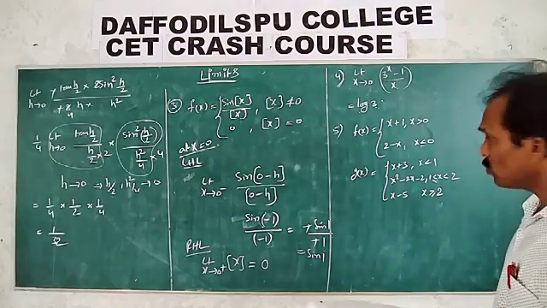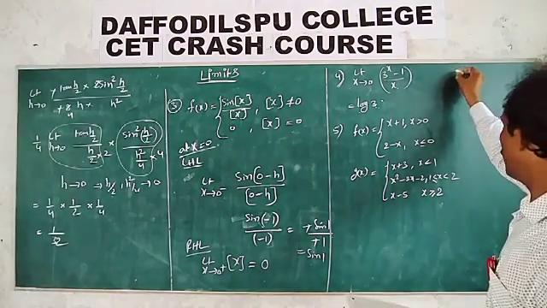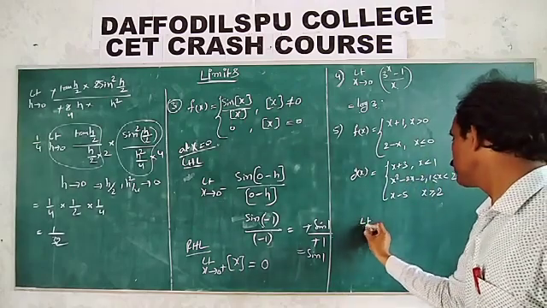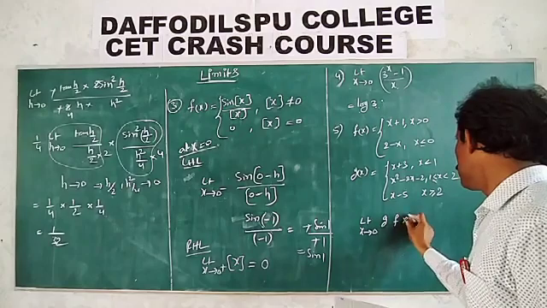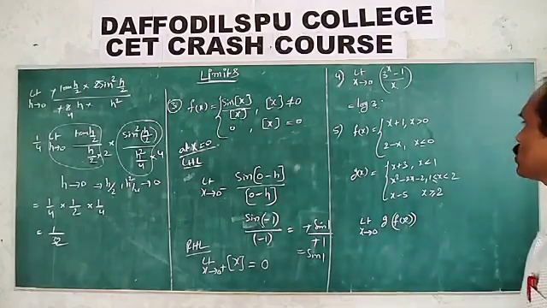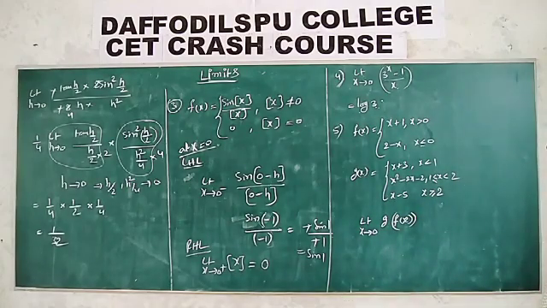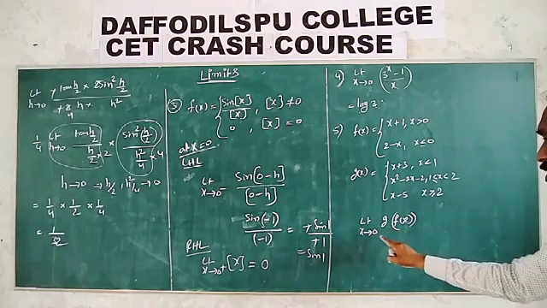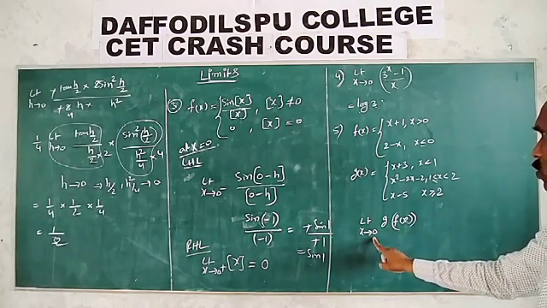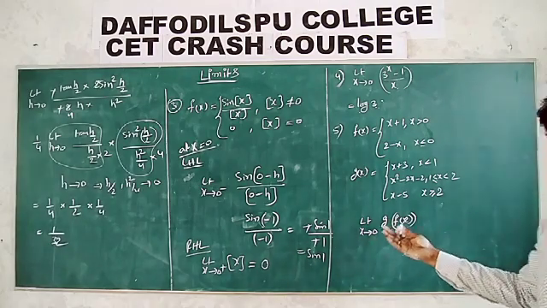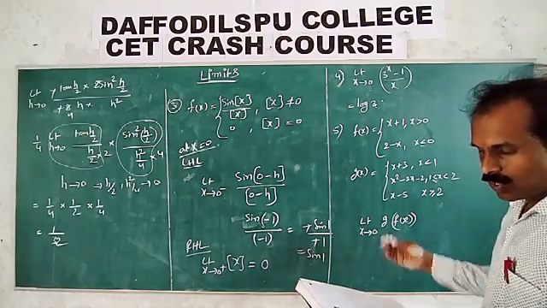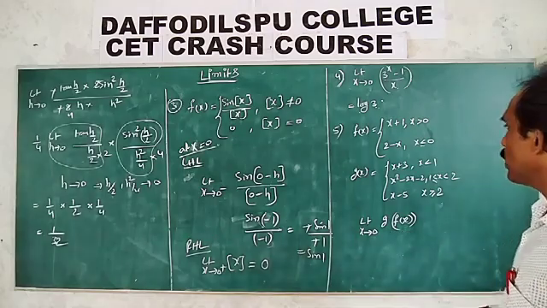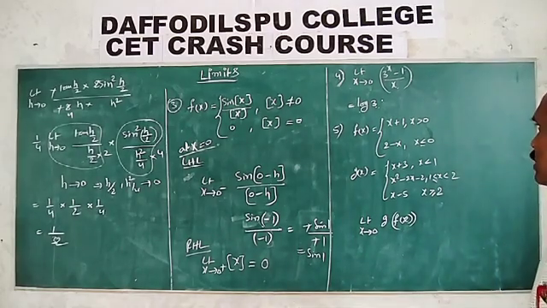Now x tends to 0. What will we find? Limit as x tends to 0 of g of f of x we will find. Right. As x tends to 0, I will take 0 plus and 0 minus. They ask about 0, so that's why 0 plus and 0 minus will be considered.